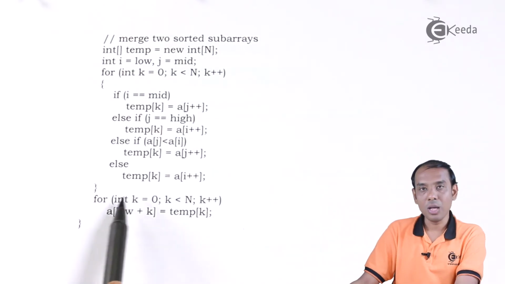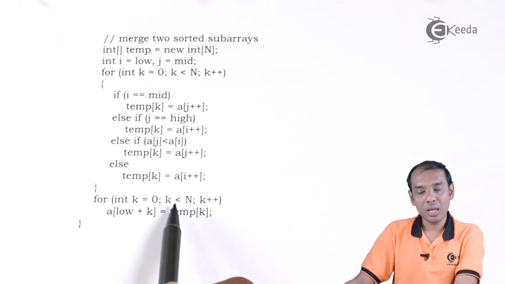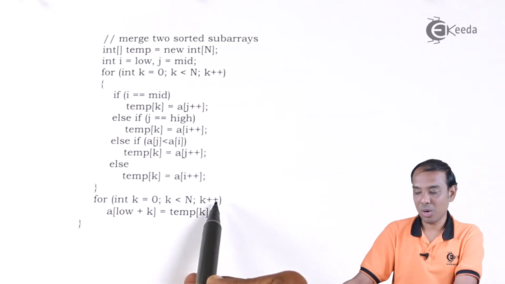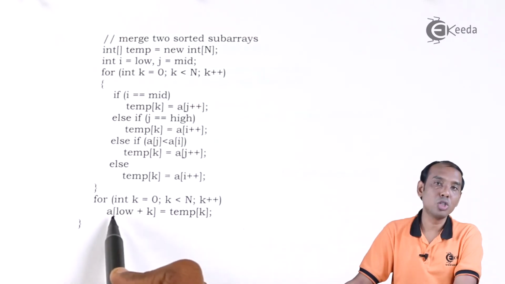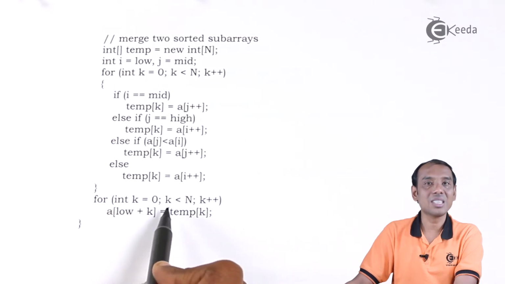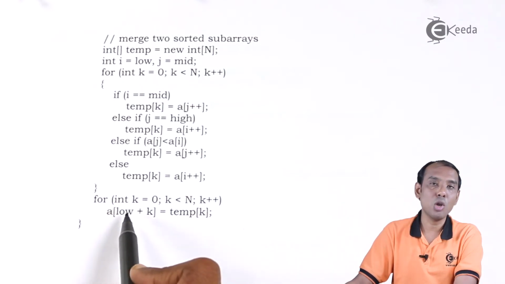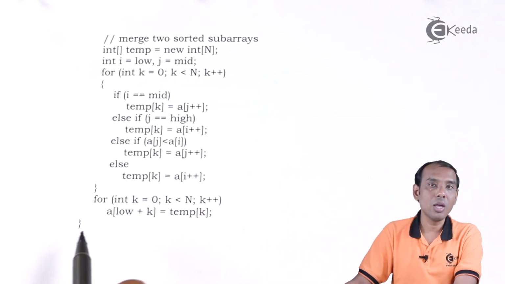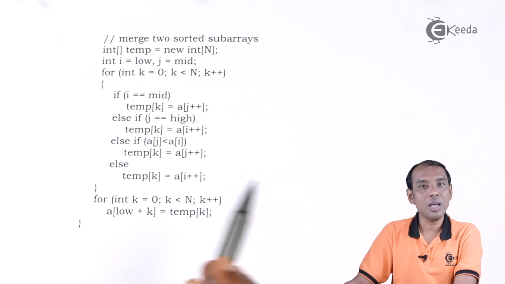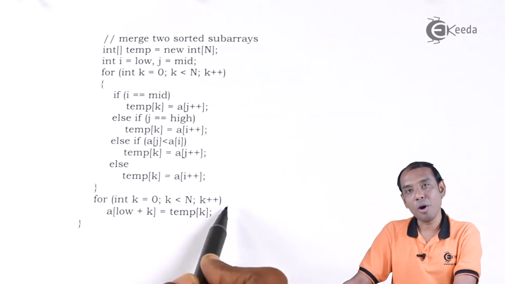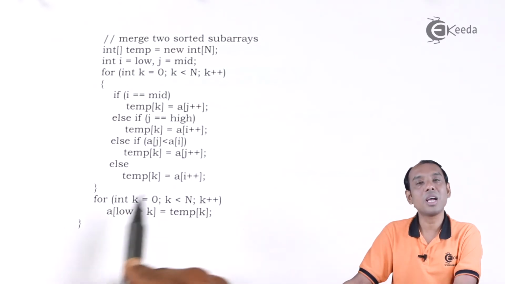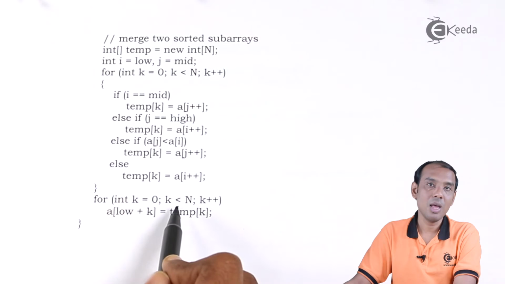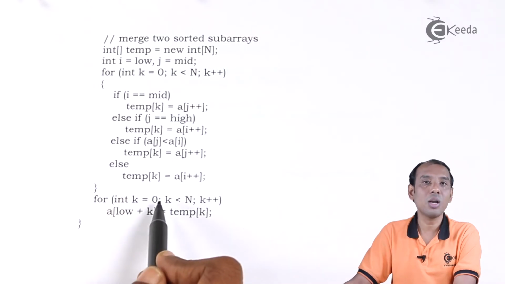So we have for int k equal to 0, k less than n, k plus plus. Then we are going to check a of low plus k. So you must remember the value of low. If low is 0, then we take the value of k. So a low plus k value will be taken from temp of k. The temp of k value will be transferred to a low plus k. Like this, these values will be transferred recursively.